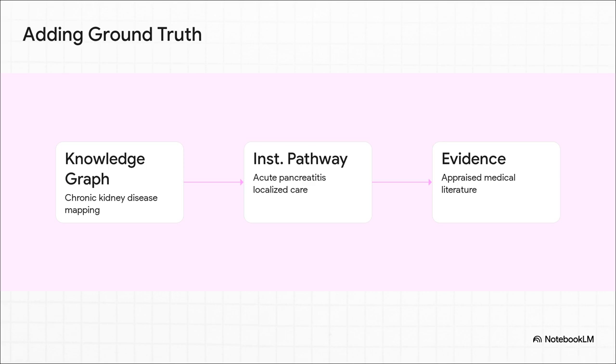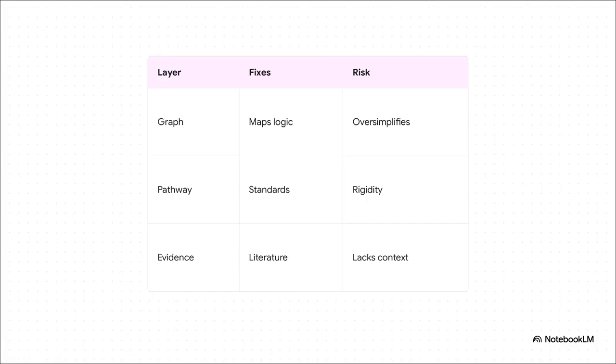First, we integrate a knowledge graph, specifically for mapping out chronic kidney disease. Then we layer on an institutional pathway, looking at acute pancreatitis in this case. And finally, we stack on the appraised evidence. We're moving from pure thought patterns into heavy, localized, and literature-backed clinical machinery. But as you probably guessed, adding all this complexity always comes with a cost.